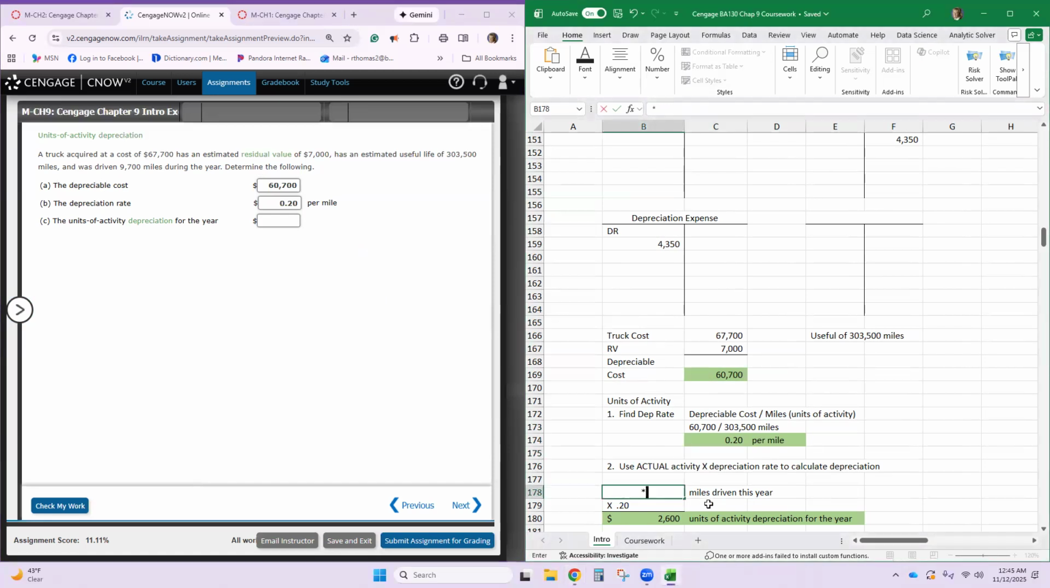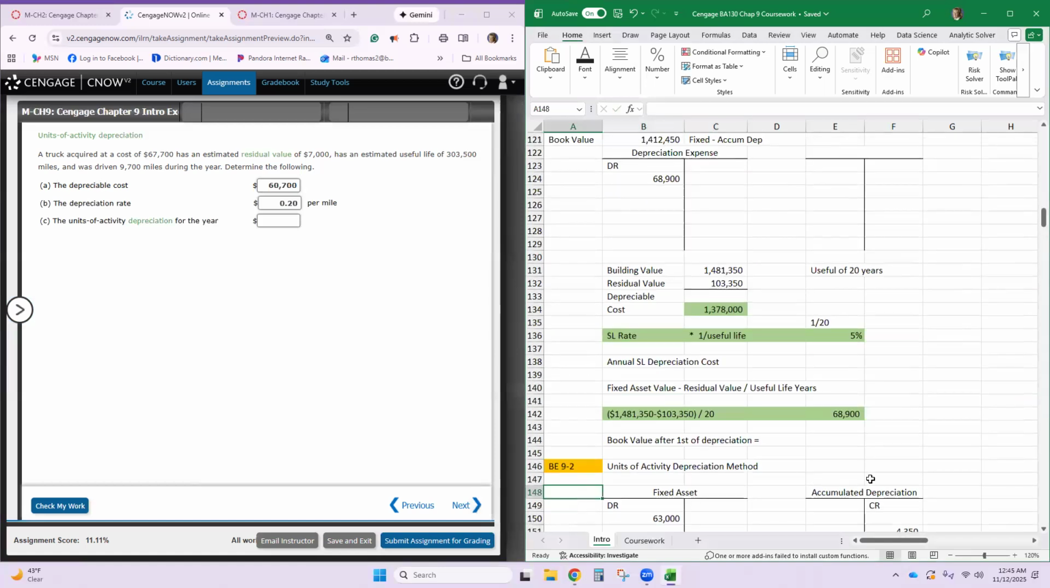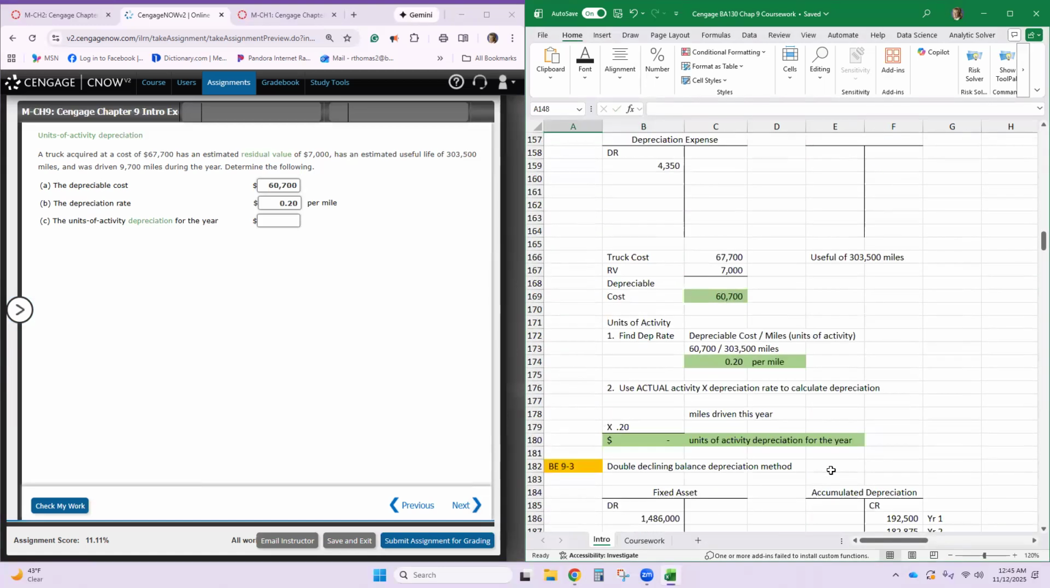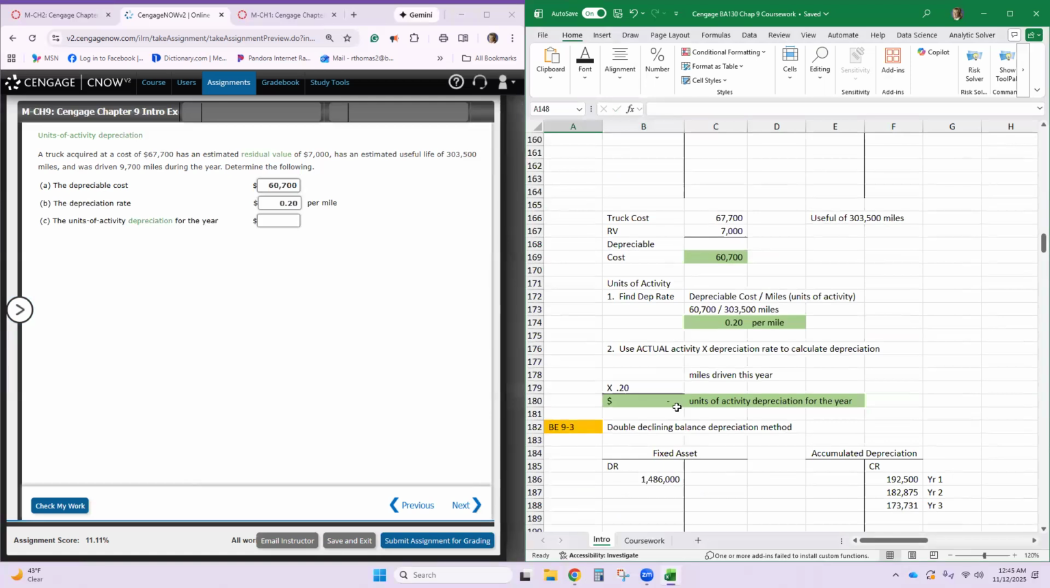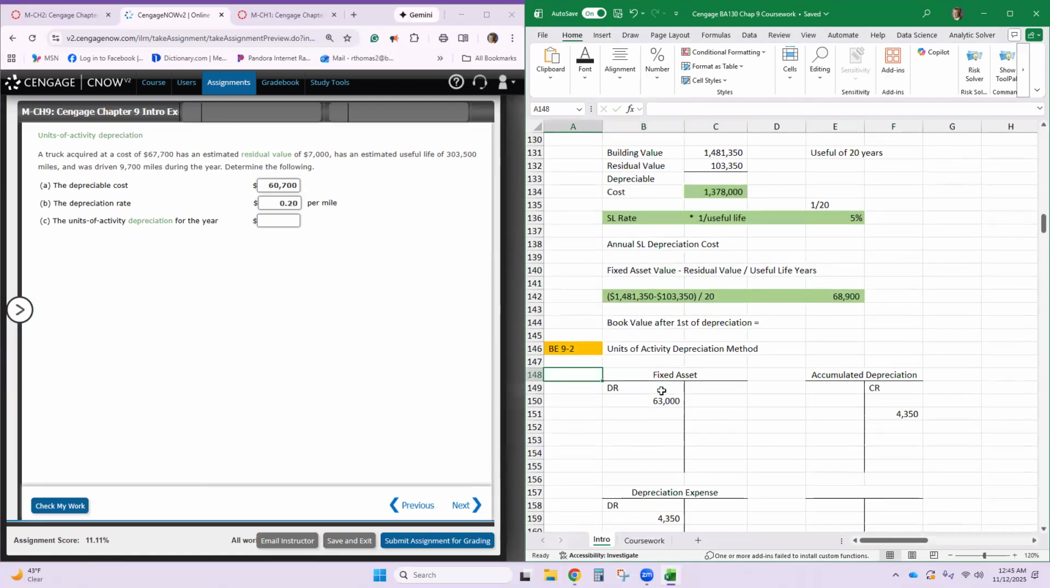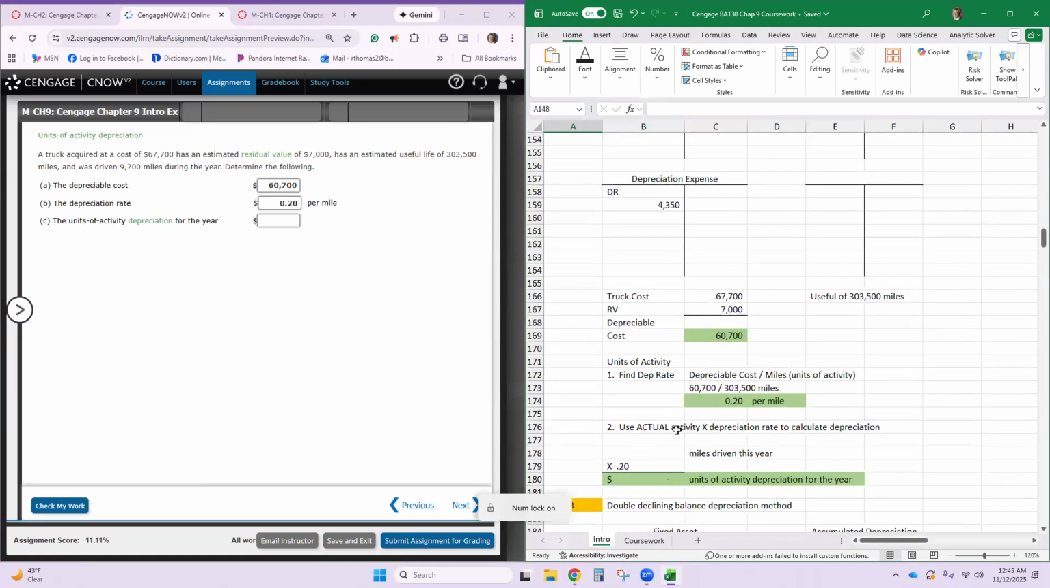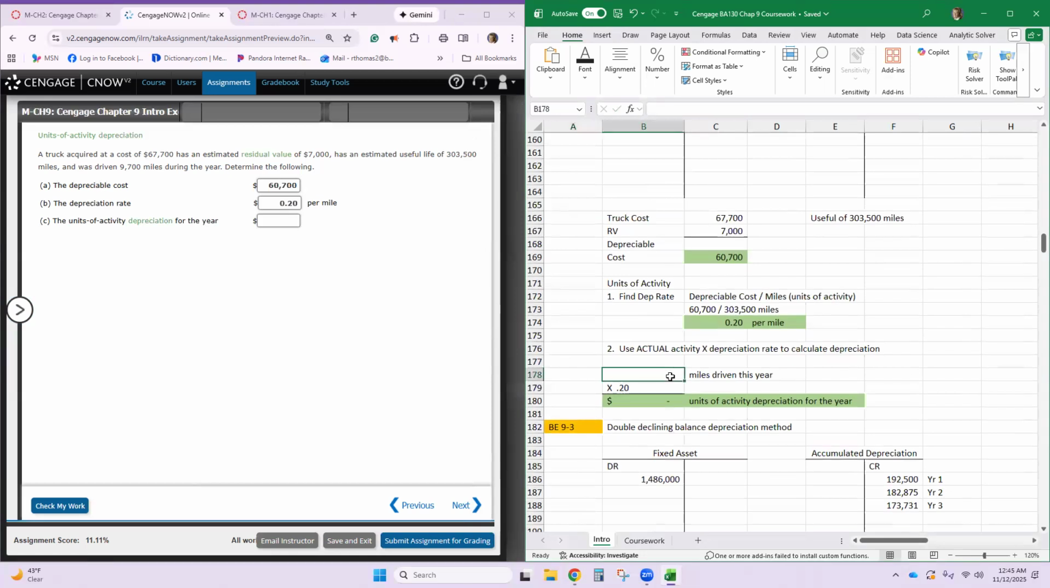First year, 9,700 miles were driven. So here is the first year of depreciation for units of activity.